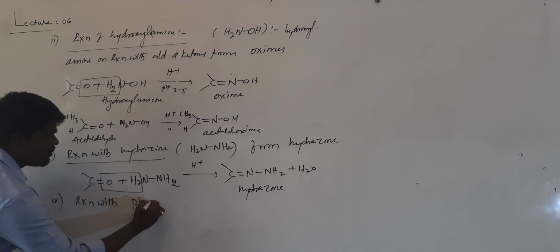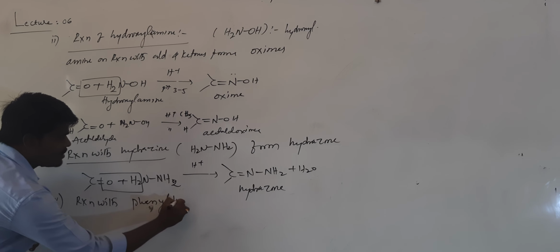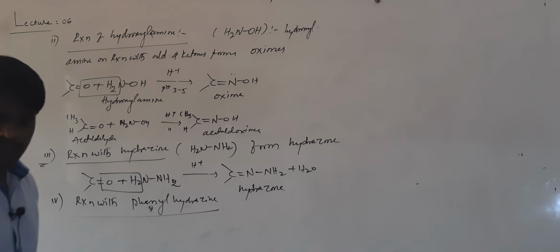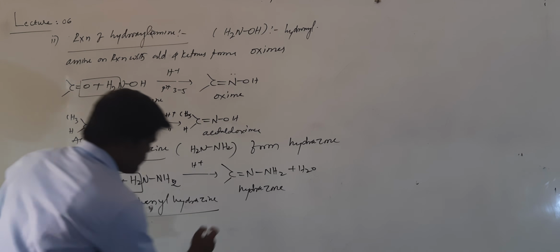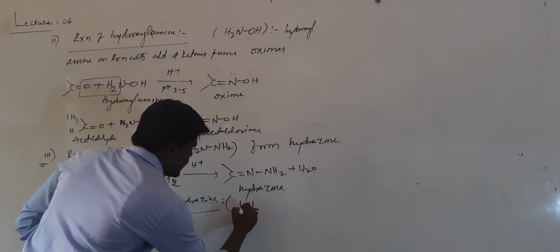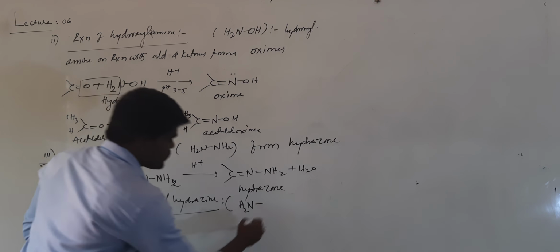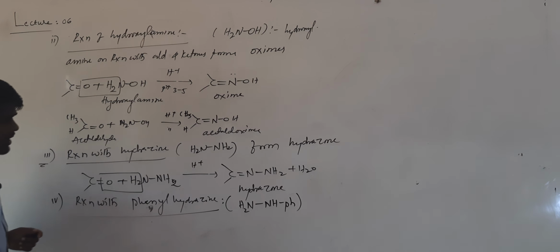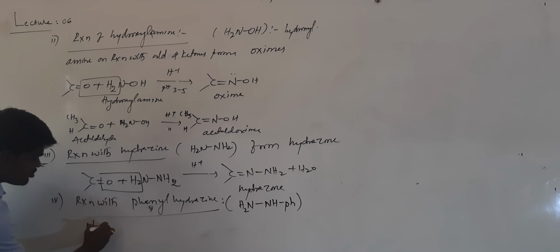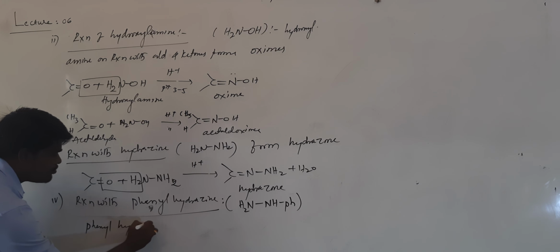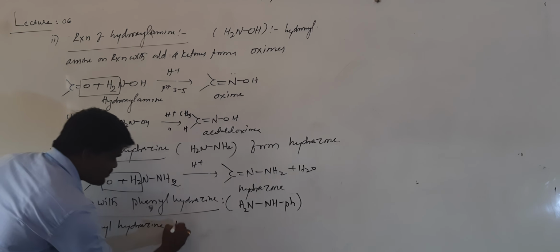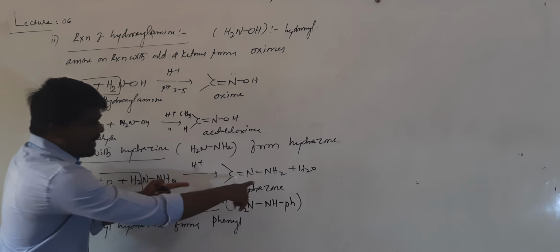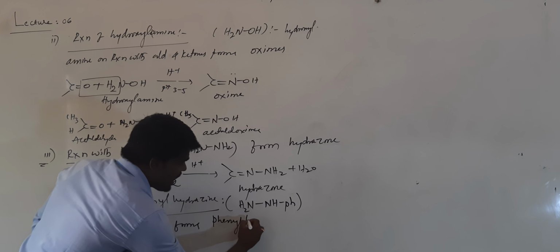Now the third one is reaction with phenylhydrazine. Phenylhydrazine means NH2NHPh. This we call phenylhydrazine. Phenylhydrazine on reaction with aldehydes and ketones forms phenylhydrazone. Hydrazine will form hydrazone, and phenylhydrazine will form phenylhydrazone.